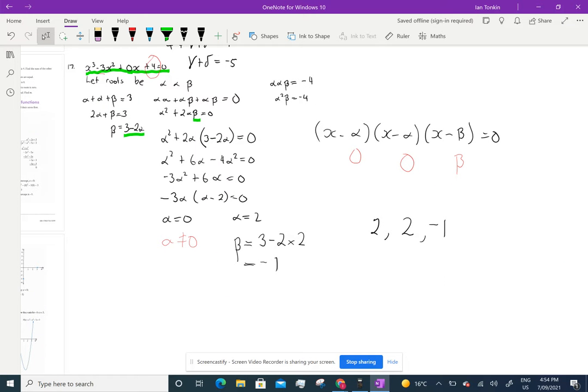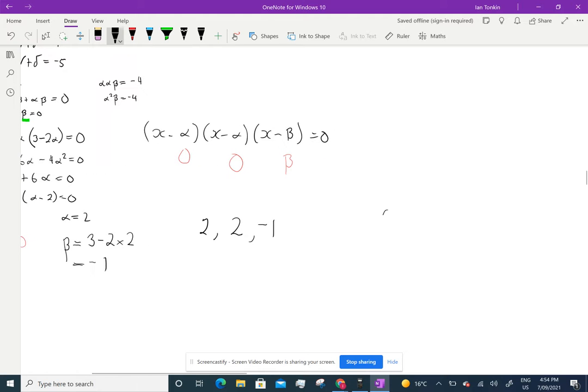Should be negative 4. I wonder why that is. 2 times 2 times negative 1. It matches with the solutions, but no, because, see, it's going to be x minus 2, x minus 2, and x plus 1, and that's going to be negative 2 times negative 2, which is positive 4, times 1, which is positive 4, which is exactly right.